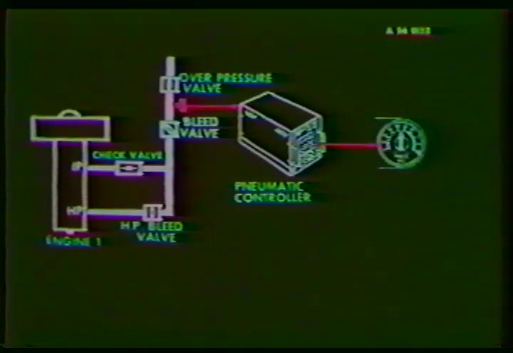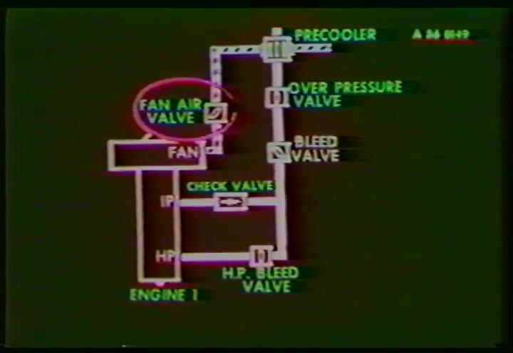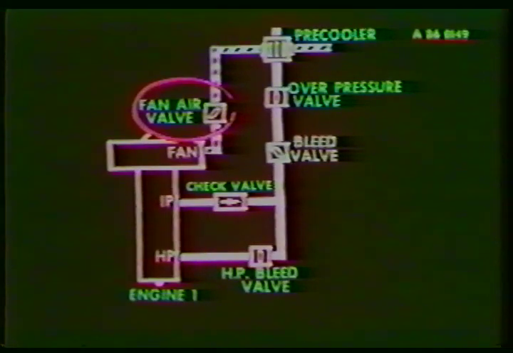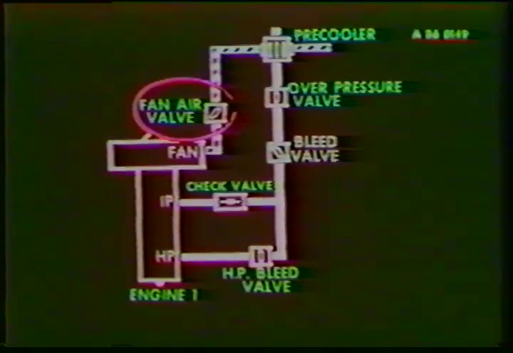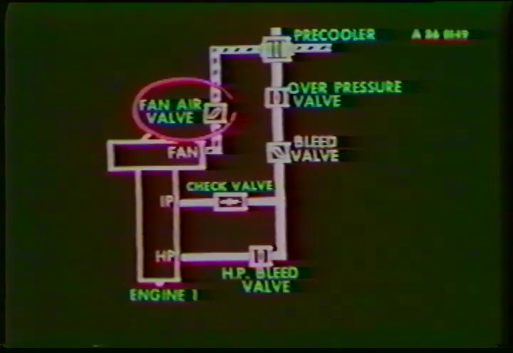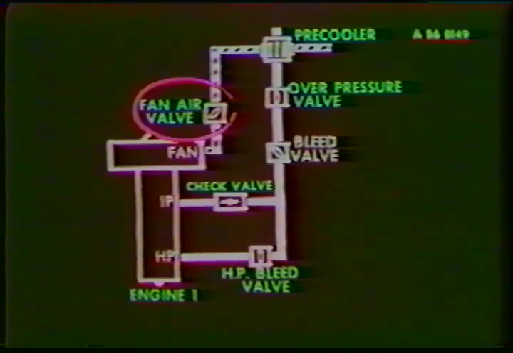Let's see temperature regulation, which is done with a pre-cooler or so-called heat exchanger. The amount of cool fan air is regulated by a fan air valve. It is electrically controlled, pneumatically operated, and spring-loaded closed. After the fan air passes the pre-cooler, it is discharged overboard to the atmosphere.